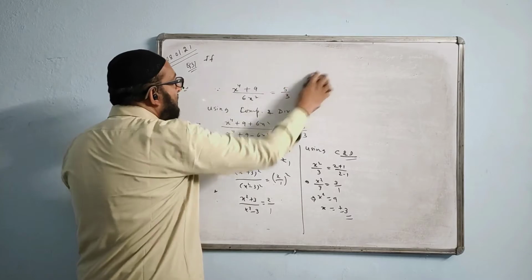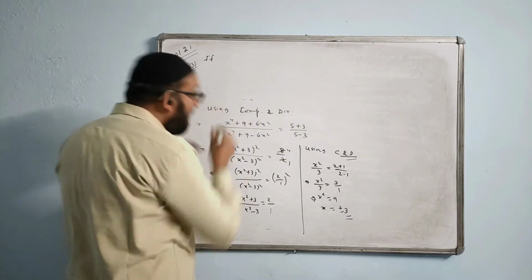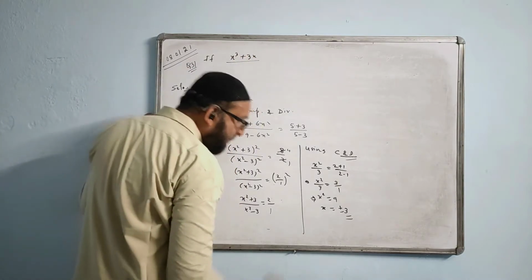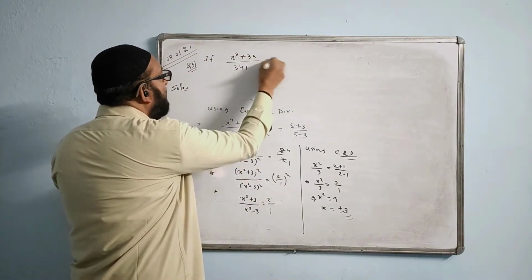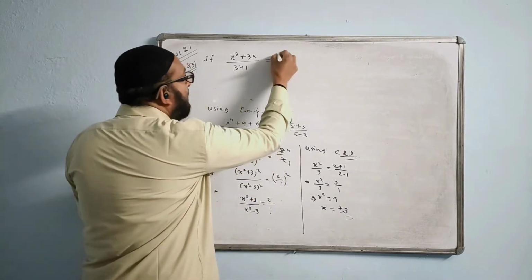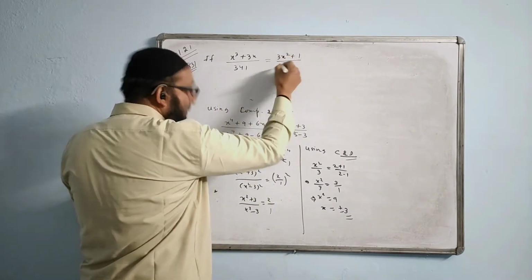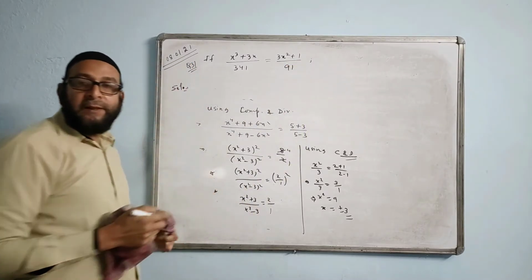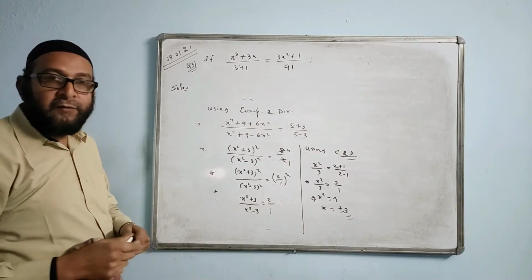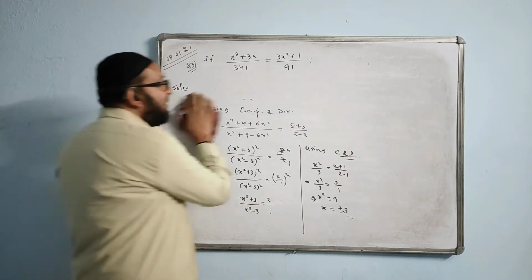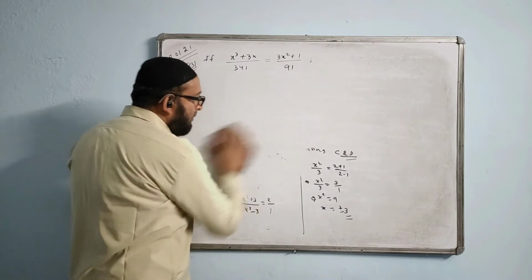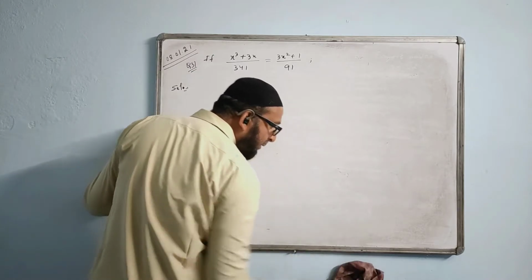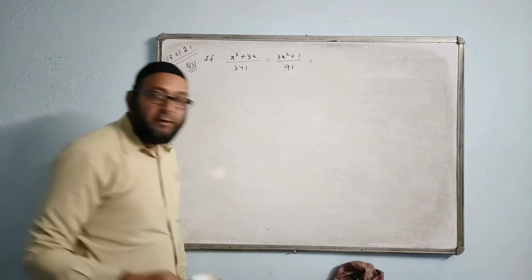Now the next question. If x cube plus 3x by 3x square plus 1 is equal to 341 by 91, using the properties of proportion, find the value of x, or solve for x. The question says you have to use the properties of proportion. This is question number 41 part 1.